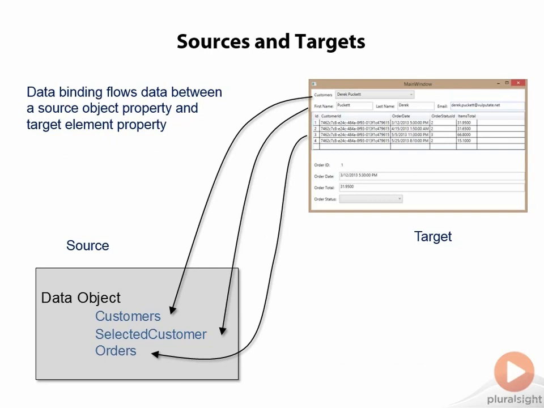So another key thing to keep in mind is that the target properties of a binding must be dependency properties. That typically means that they are a property defined on a framework element that's part of the WPF framework, but they could be custom dependency properties on your own objects. But the thing you hook the binding up to directly is going to be a dependency property. The source object property does not have to be a dependency property.